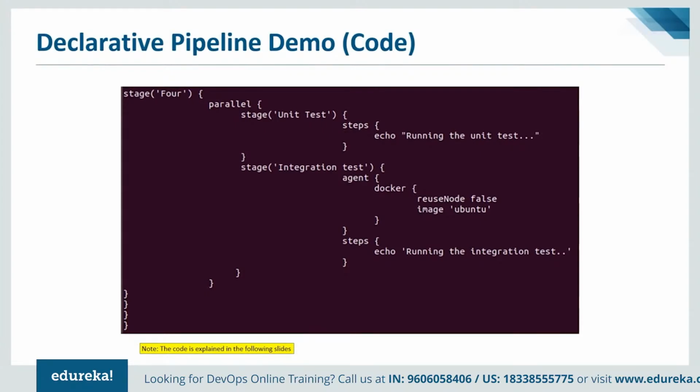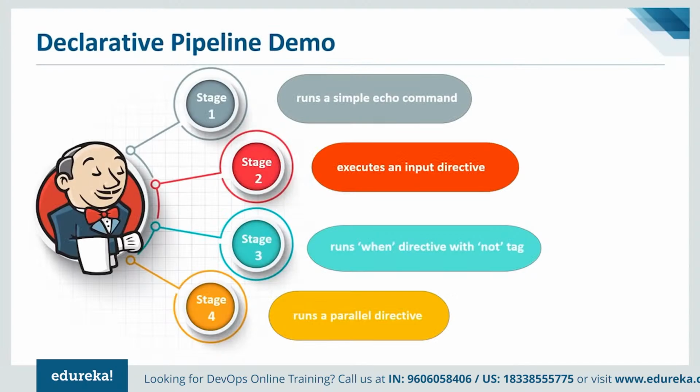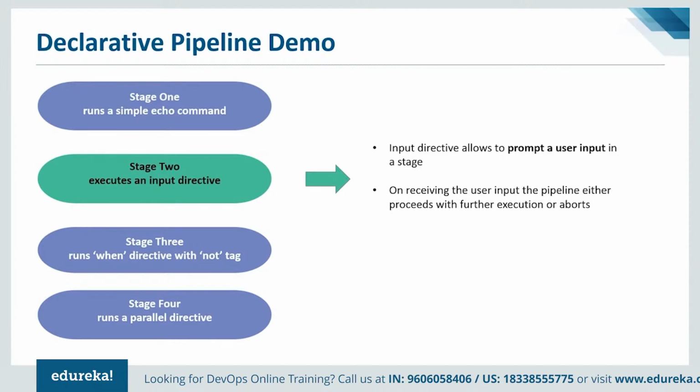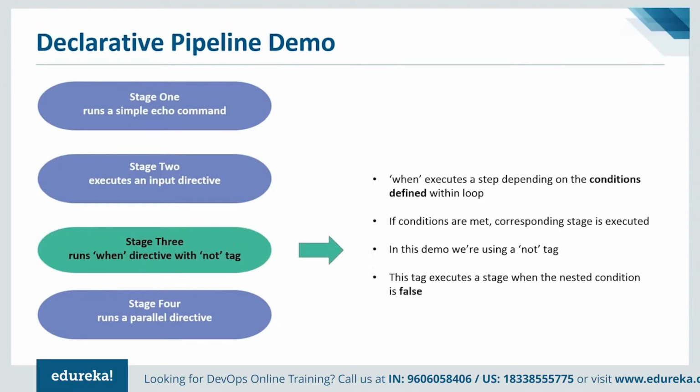I hope the code is clear to everyone. Now let me just give you a brief overview of what every stage is going to do. Stage number 1 will run an echo command which will display a simple message. Stage number 2 will run an input directive because of which the pipeline is paused and waits for the user input. After that, stage number 3 defines a when directive with a not tag. Whenever the conditions within the when loop are met, the next step will get executed.